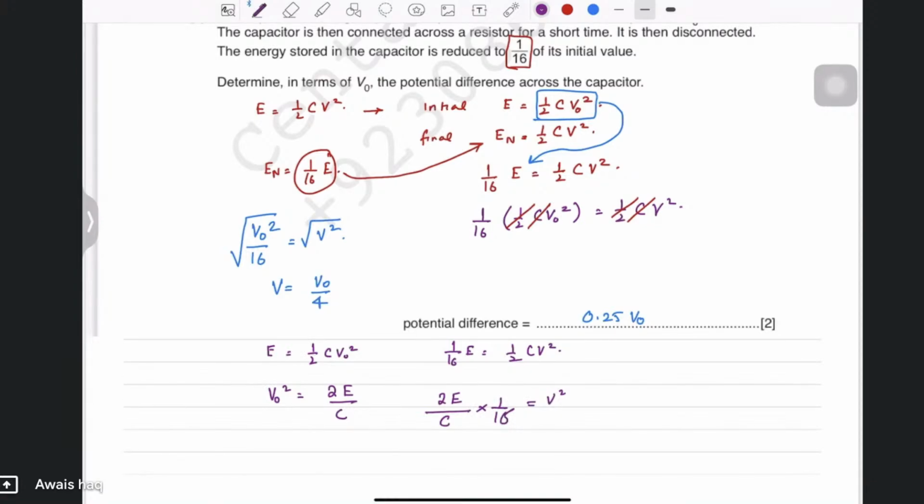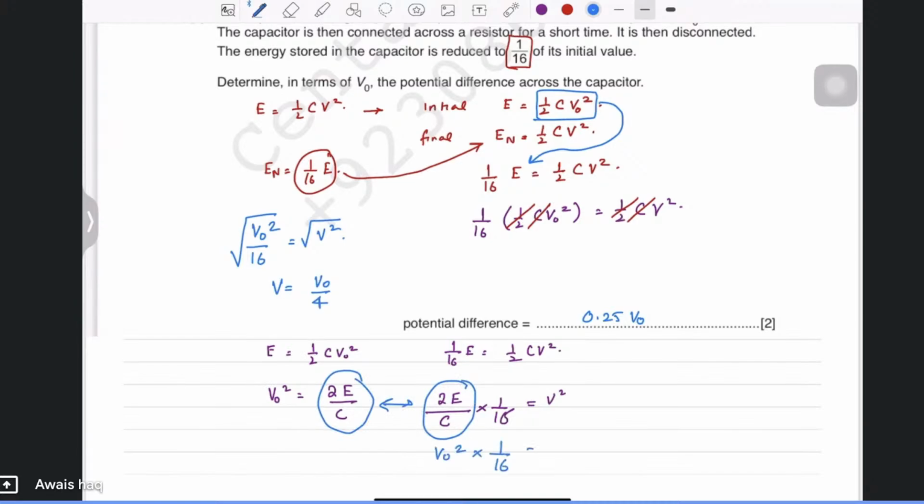This value and this value is the same, no? Can I replace that, please? So if I replace, it's going to be V naught square times 1/16 equals V square. Take the square root, you're going to get the same answer. See? So whatever method you like, you can do it. Alright, is it clear? Now, going to the next part.